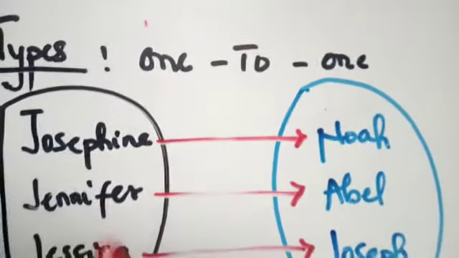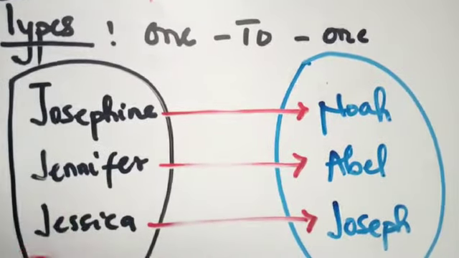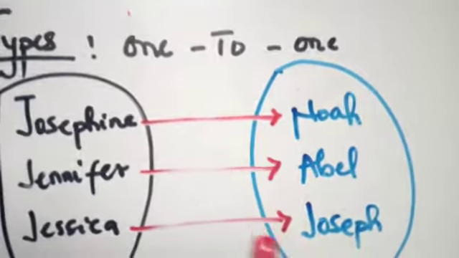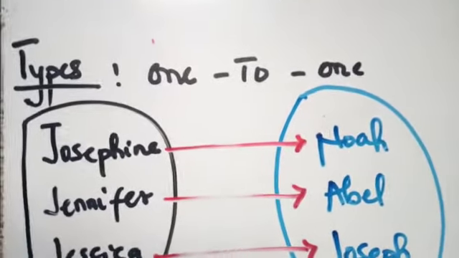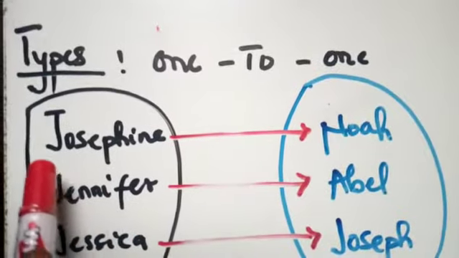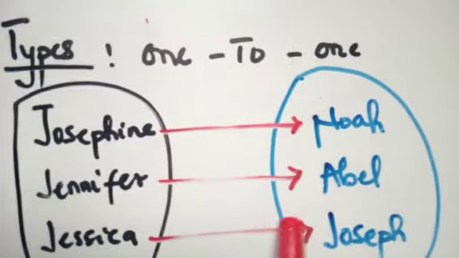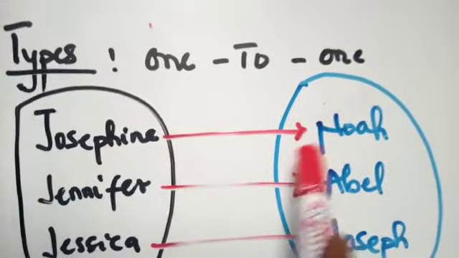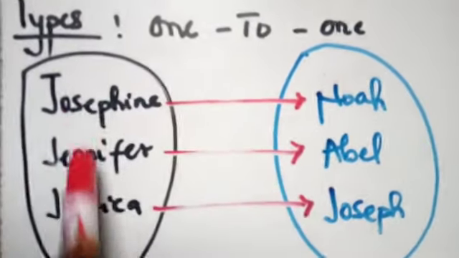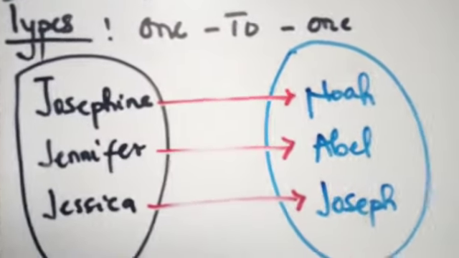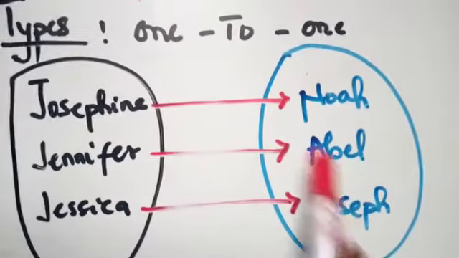So let's say I have these names over here and then these names are also here. I have Josephine, Jennifer, Jessica, as well as Noah, Abel, and finally Joseph over here. So when you say a one-to-one relation, what it means is that one person must belong to only one partner. If you are here, you must have only one partner. In case you have two partners, you cannot belong to this category.